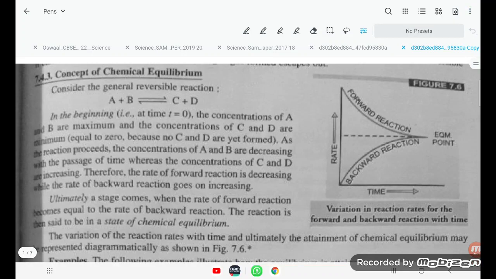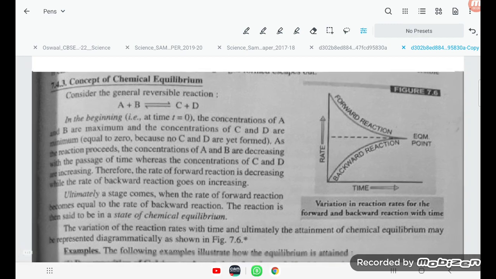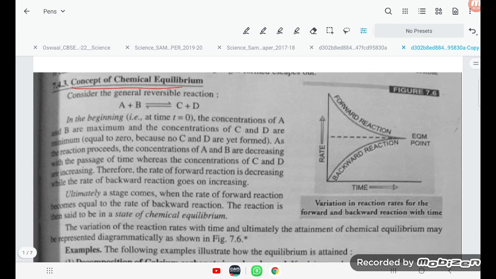Hello student, let's try to understand the concept of equilibrium. That is what we are going to discuss, student: the concept of equilibrium.